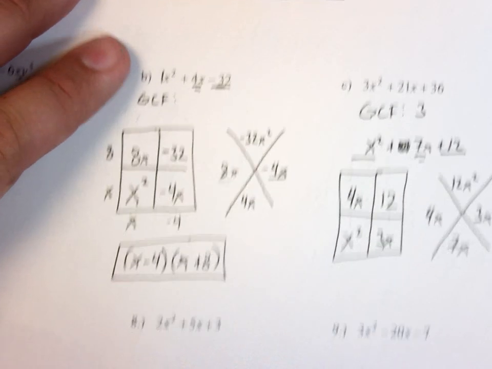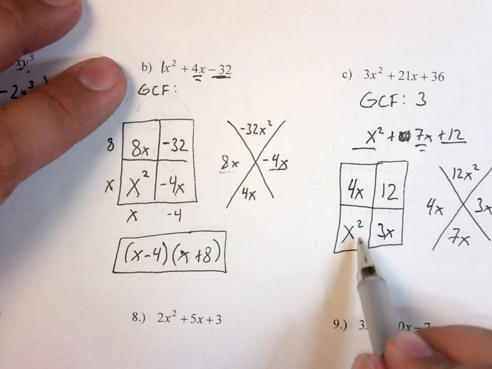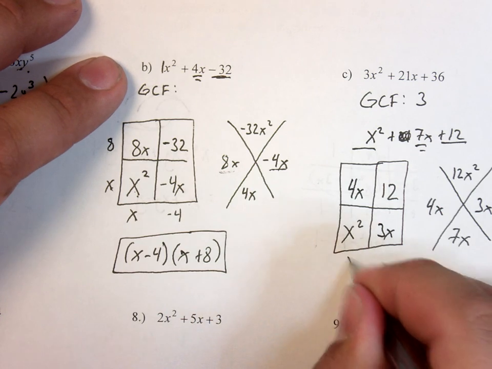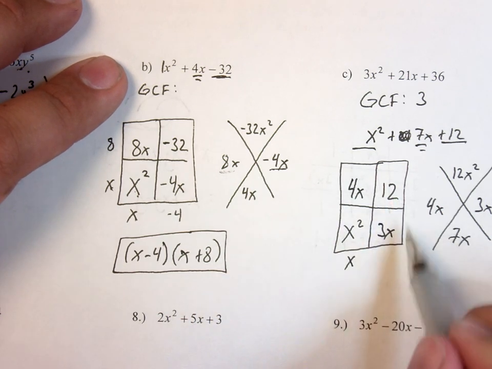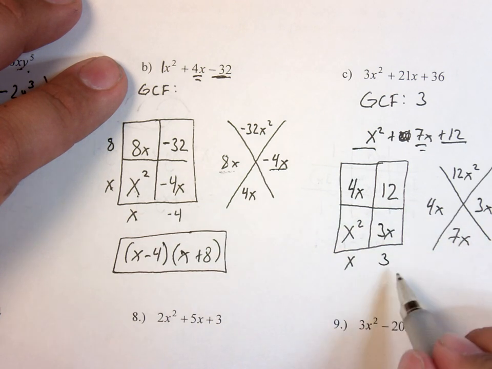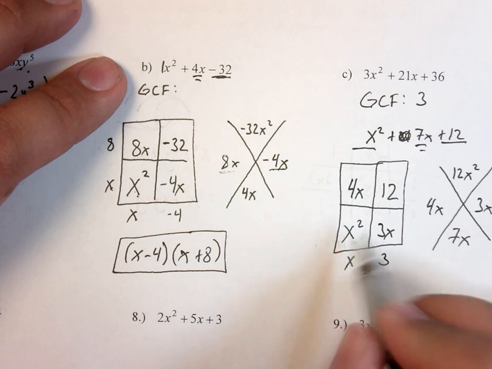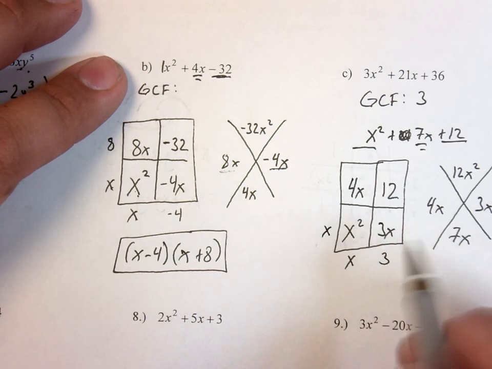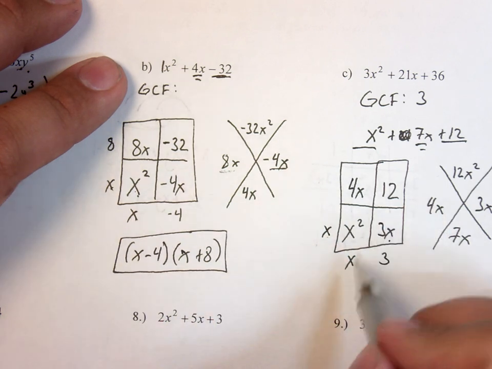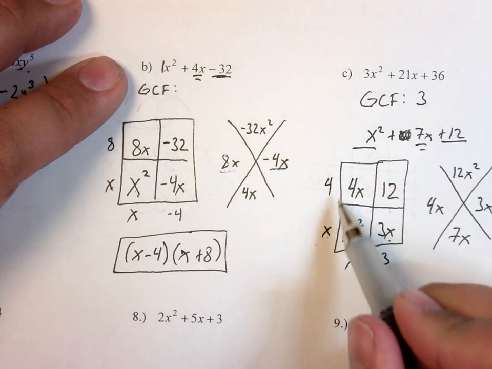Now I'm going to build my generic rectangle, and I'm going to pull out 4x and x squared. I can pull out an x. 12 and 3x, they share, or I could factor out a 3. X times what gives me x squared? X times x, which is good because 3 times x is 3x. X times what gives me 4x? 4. And 4 times 3 is 12.